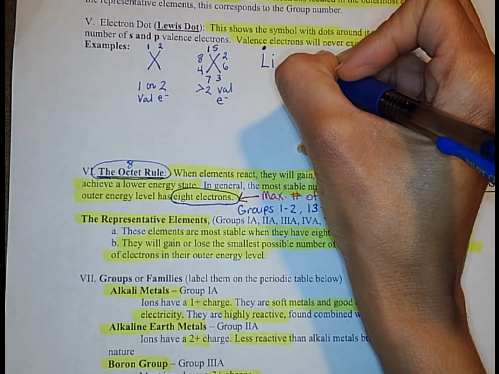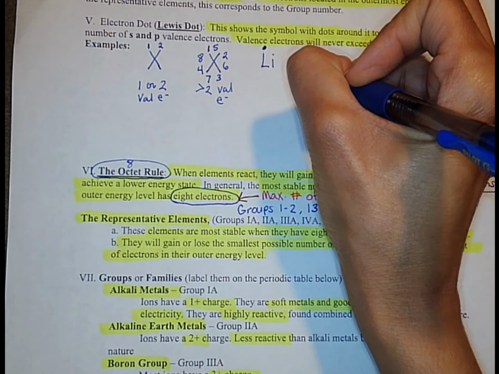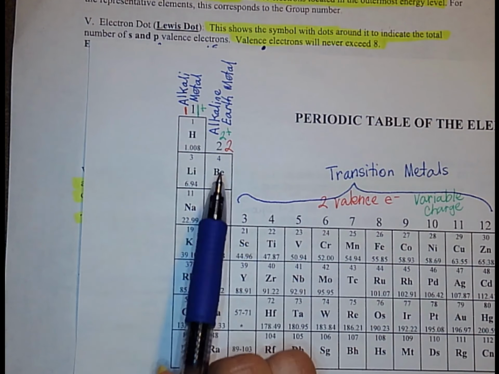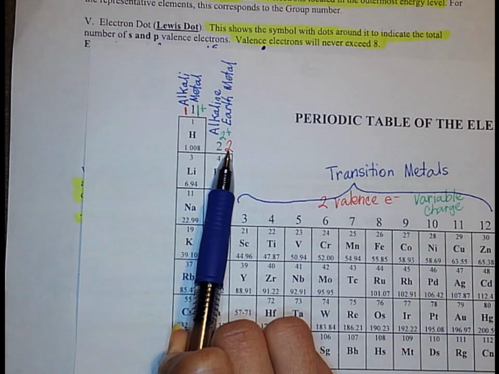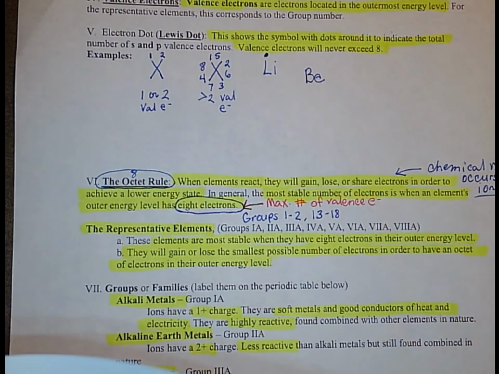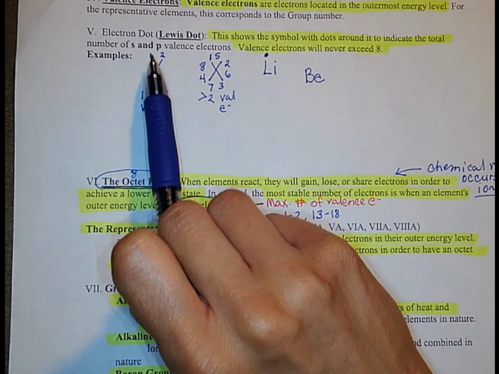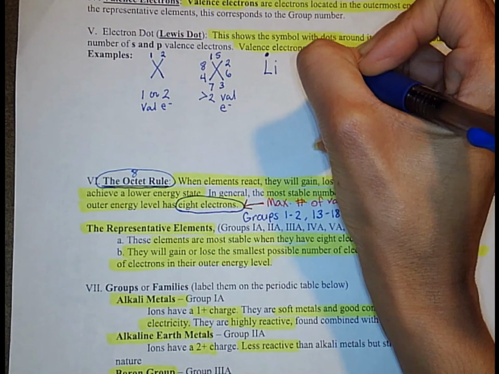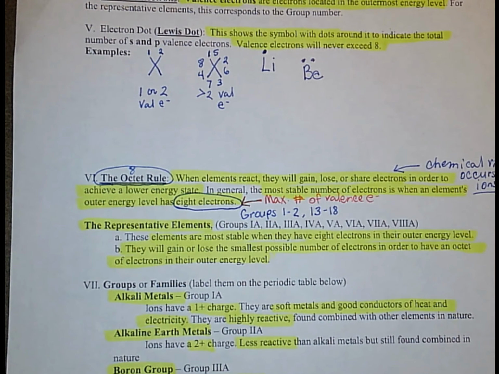Then our second example is beryllium. Okay, so we have beryllium right here. It's in group 2, and it has 2 valence electrons. We're still going to use this model, the first valence electron and then the second one.